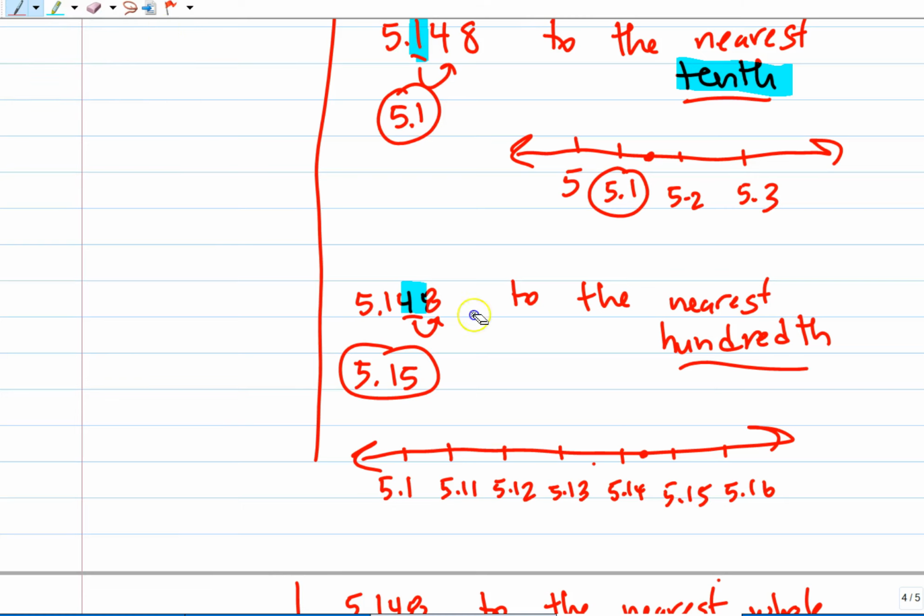Let's see if I can make that dot disappear. Probably not. Hey, I did. 148 would actually be a lot closer up here, closer to the 5.15. The picture is good to understand when things are a little easier, but as it gets more complicated, it becomes a little less practical. But that's what it means to round to the nearest. We're going to the nearest hundredth.